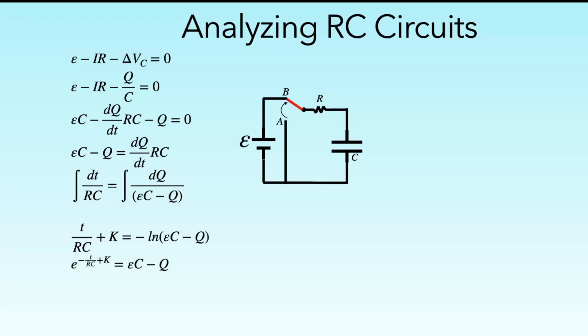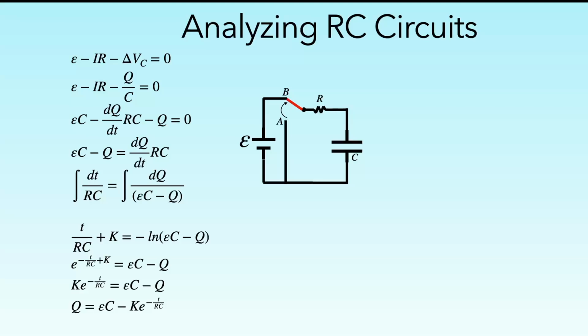And a little trick here is that left side, e to the negative t over RC plus K, is the same as e to the negative t over RC times e to the K. E to the K is just a constant, so I'm going to write this. It's going to be a different K, but this is the way I'm going to write it now. So it's equivalent to this. Now I'm going to rewrite it as just Q equals. There we go.